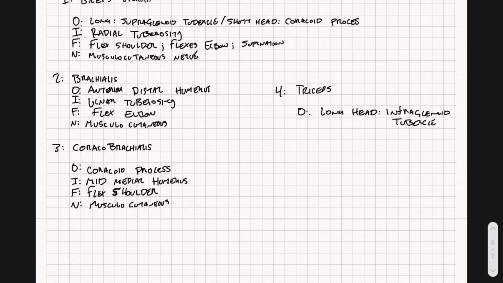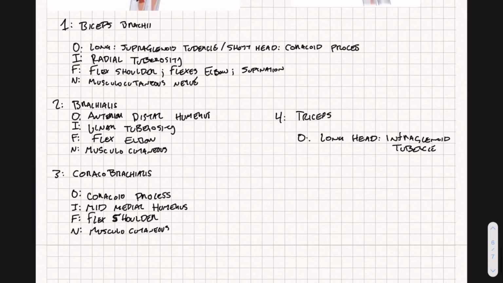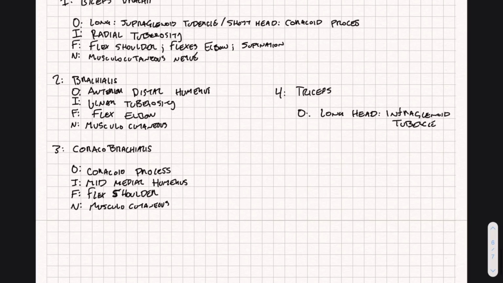So long head of the bicep went to the supraglenoid. Long head of the tricep goes to the infraglenoid. Then we have the lateral head, which you can just say the upper posterior humerus. Then you have the medial head, which is the distal posterior humerus.